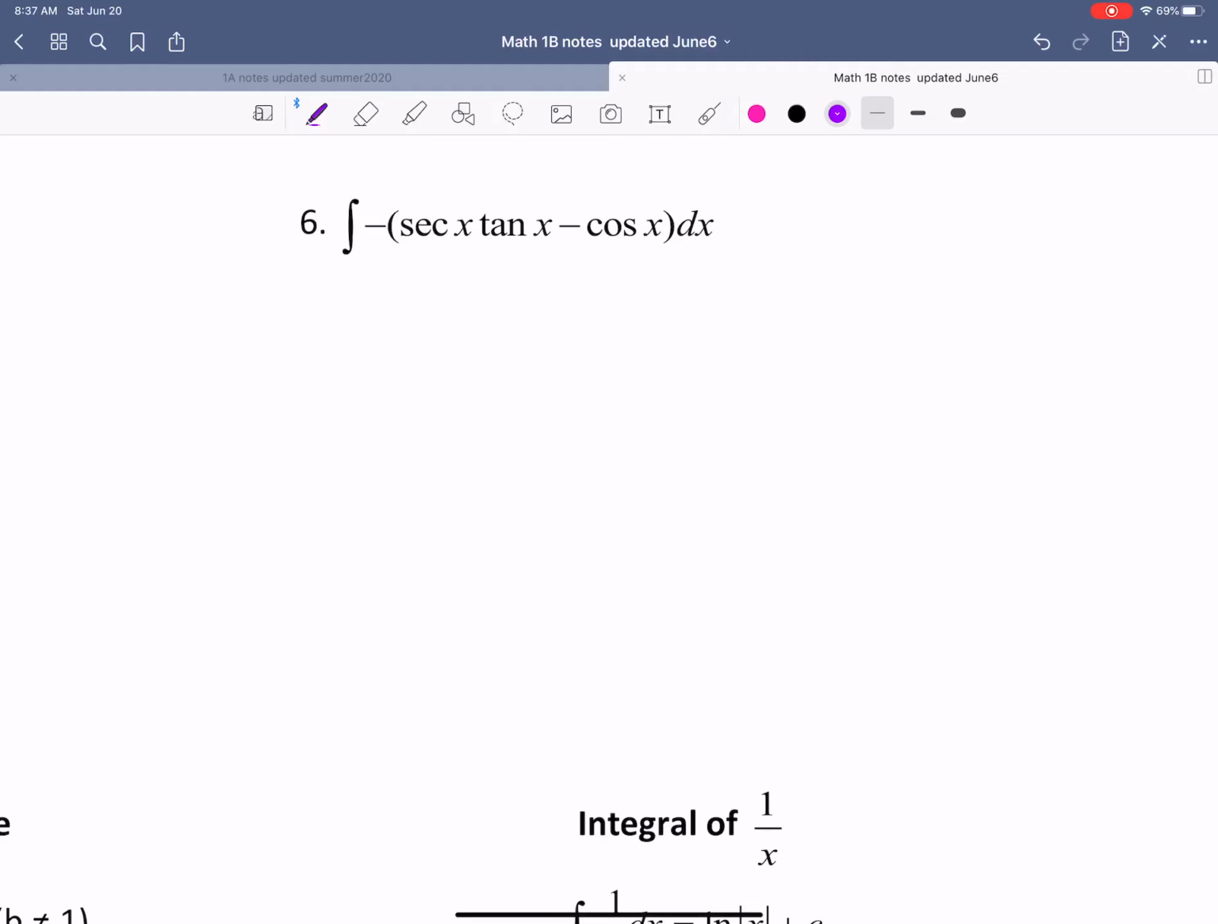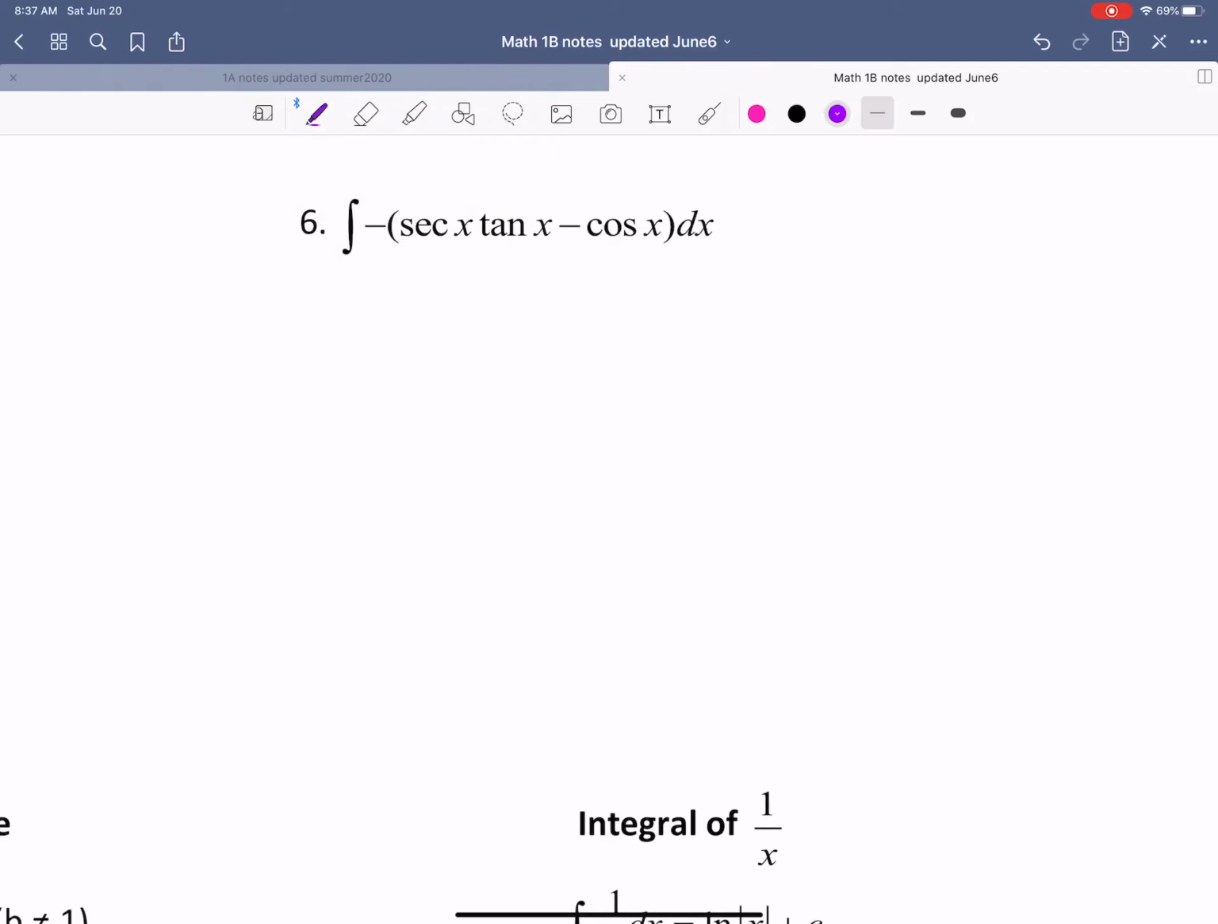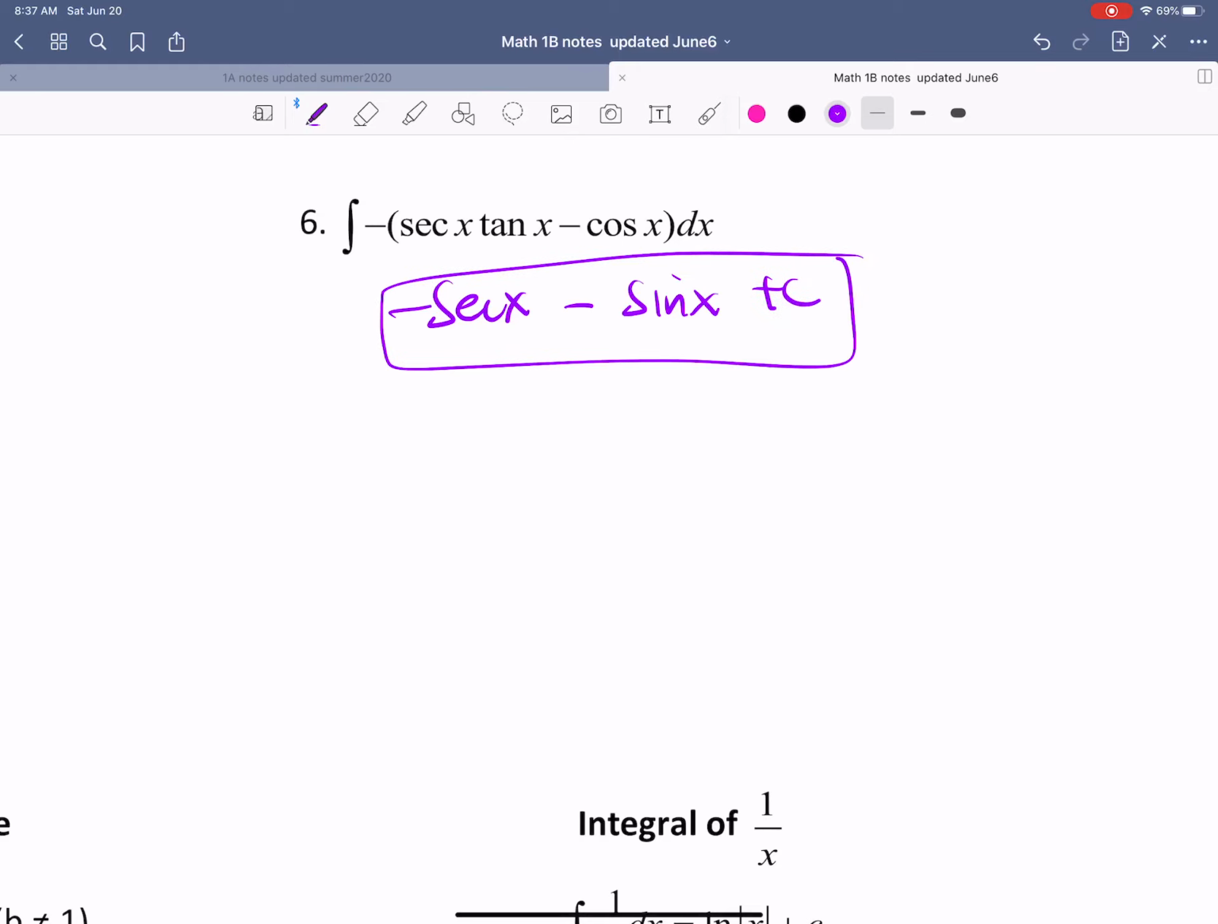All right, so next problem, again, I can do the integral of pieces here. We can break it into two separate integrals, and it would turn out to be, once I do the integration, negative secant x, because the integral of secant x tangent x is secant x, and the integral of cos x is sin x plus c.